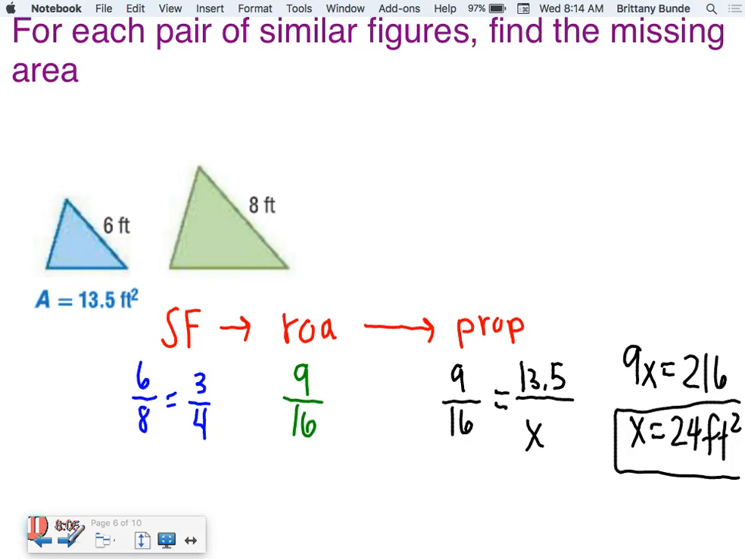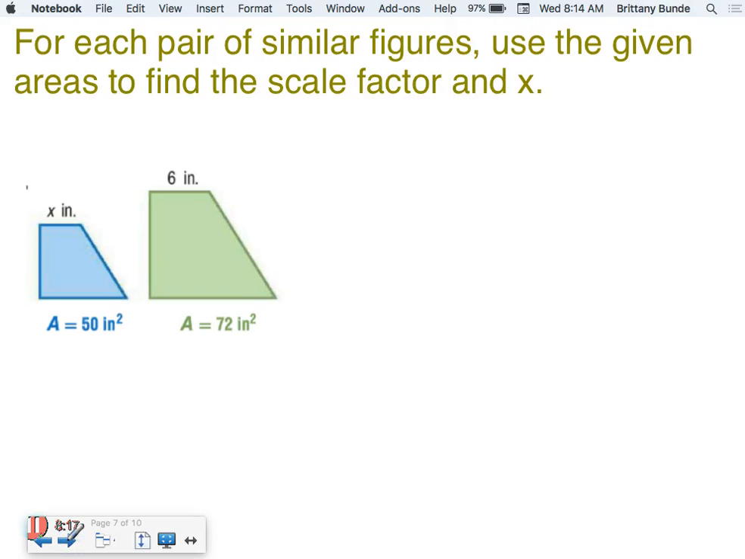Okay, so now the next set of problems, they're going to give you your areas, and you have to work backwards to either get your scale factor or missing side. So essentially, we're just going to reverse this process a little bit. So let's see what we're given. For the pair of similar figures, use the given areas to find the scale factor. So this time, we're going to go from our ratio of our areas to our scale factor.